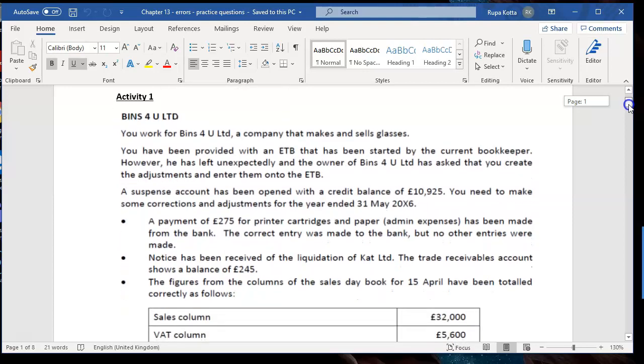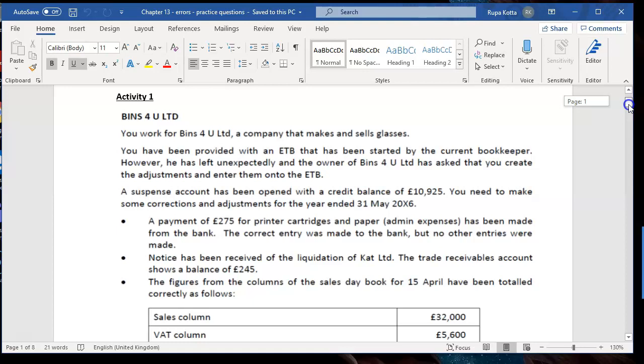Okay, so you work for Bins for You Limited, a company that makes and sells glasses. You have been provided with an extended trial balance that has been started by the current bookkeeper. However, he left unexpectedly and the owner of Bins for You Limited has asked that you create the adjustments and enter them into the extended trial balance. So you need to do double entries for various adjustments.